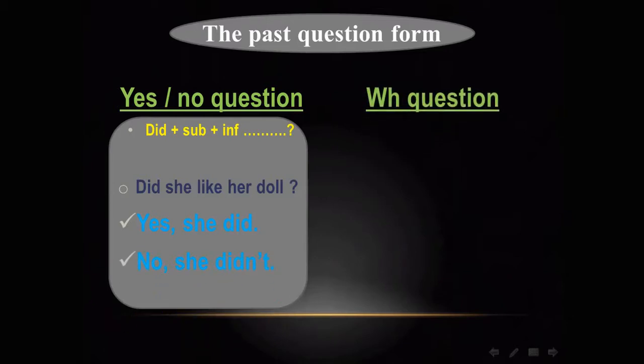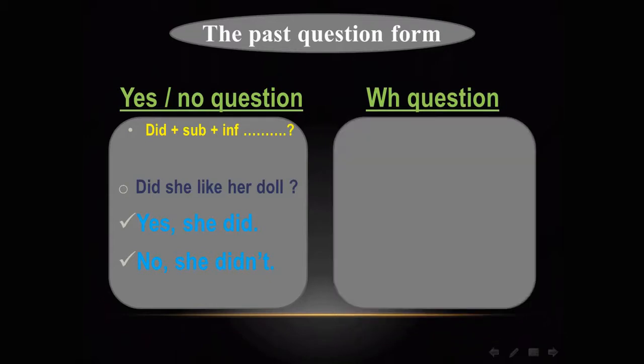The second question form is the WH question. Here we begin with the WH word, then did, then the subject, فاعل, then the infinitive form of the verb until the question mark. For example, how did you go home yesterday? حضرتك روحت ازاي امبارح؟ طبعا now we need a complete answer. For example, I went home by bus. Or a short answer, on foot, by bus.